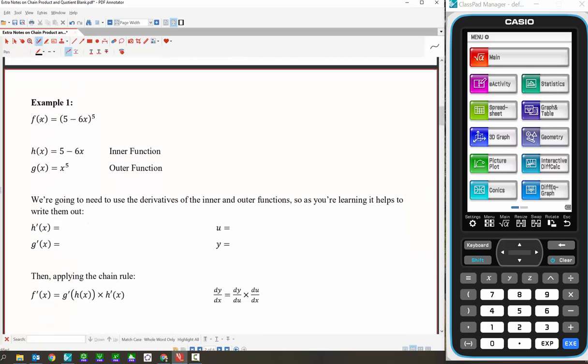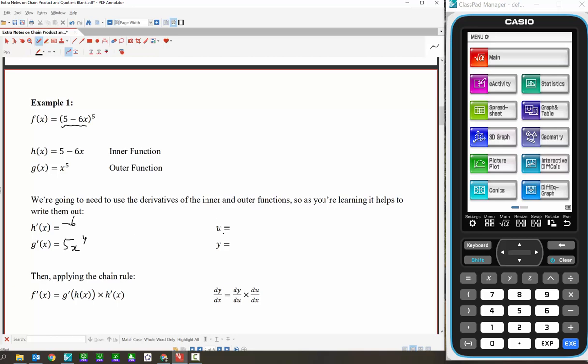So here's f of x equals this. The inner function is the linear. The outer function is x to the 5, because it's the linear all being raised to the 5. So what we need to do is use derivatives of the inner and outer functions, so let's write them out. So the derivative of the inner function is negative 6, so that derived is negative 6. The derivative of the outer function is 5x to the 4.